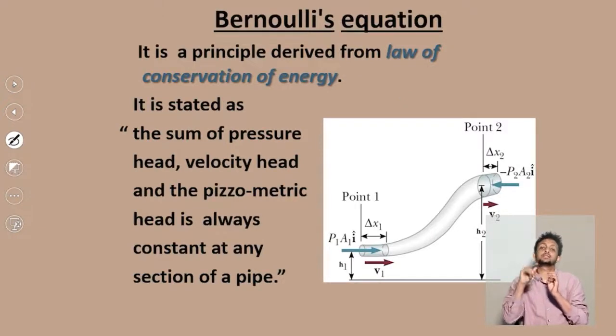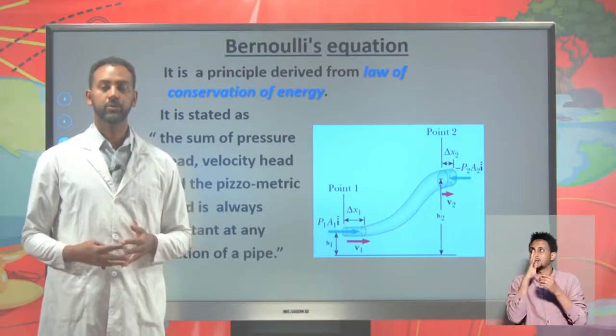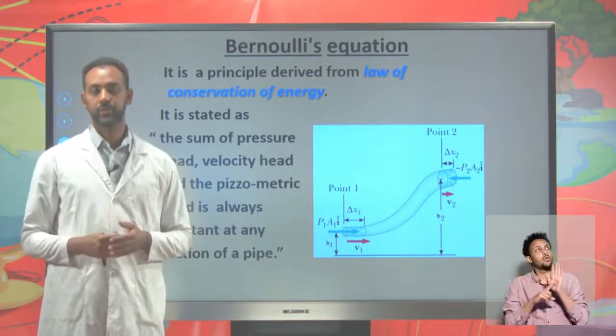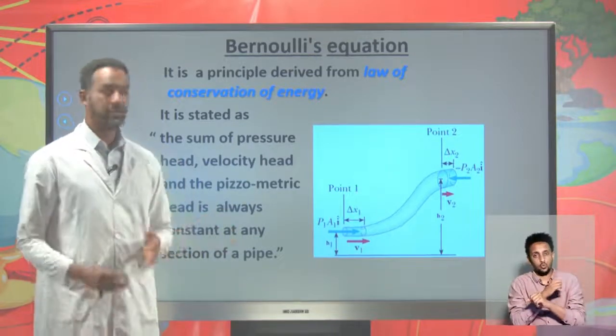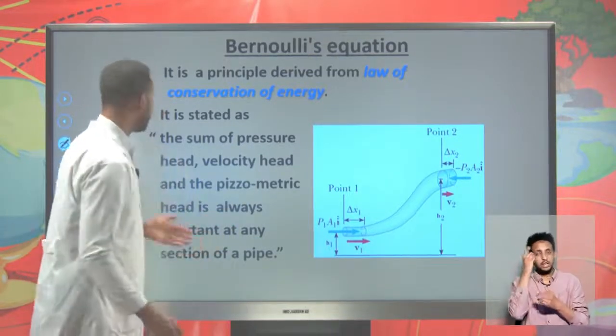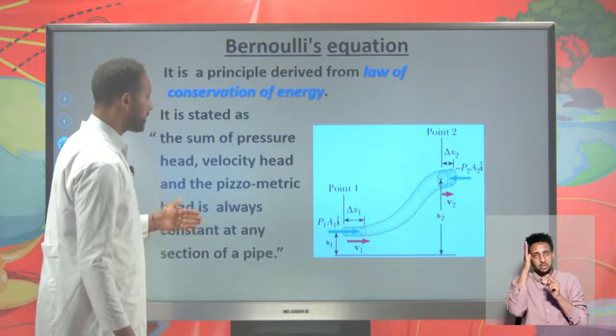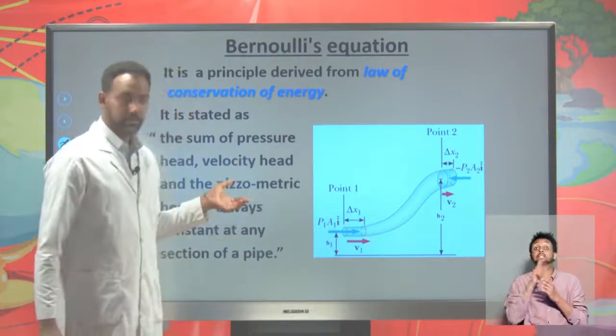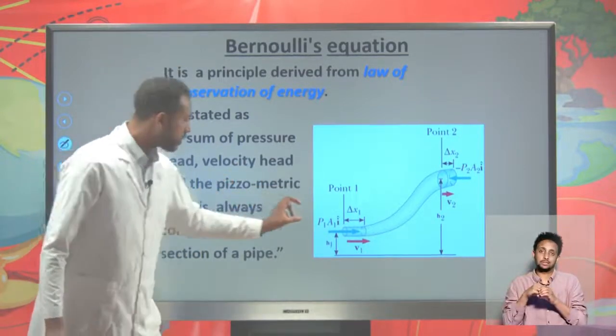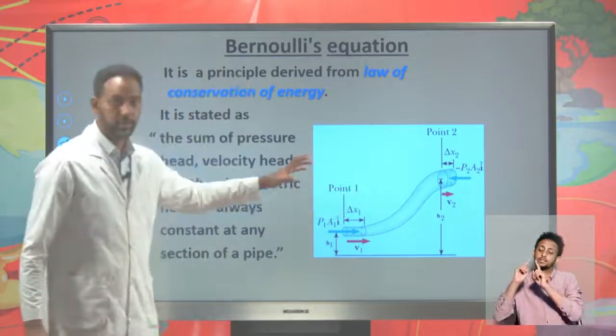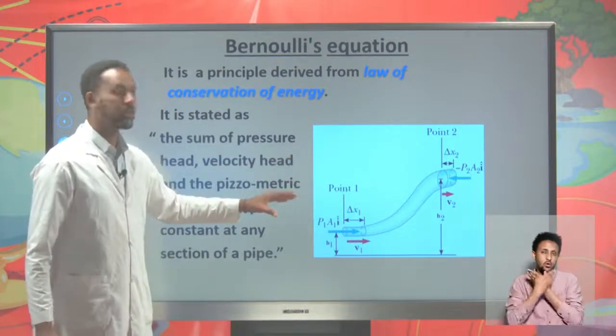Bernoulli's principle. Actually, this principle is not a new law. It is derived from the concept of the law of conservation of energy. It was proposed by Daniel Bernoulli, an Austrian physicist, and it states that the three quantities on different sections remain constant. What are those three quantities?